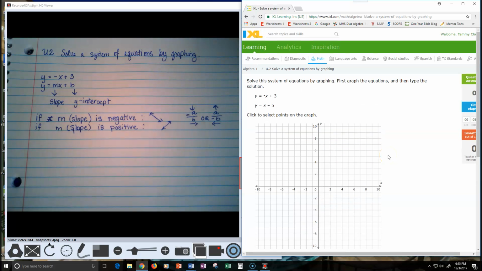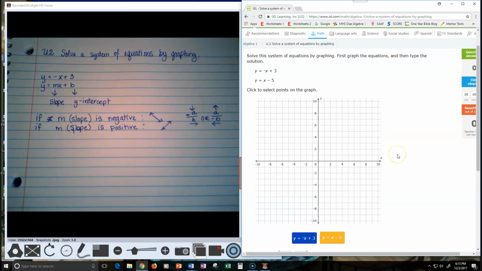Welcome back. We're going to be looking at U2 today, solving systems of equations by graphing. And I made a few notes here of things that I need you to remember.